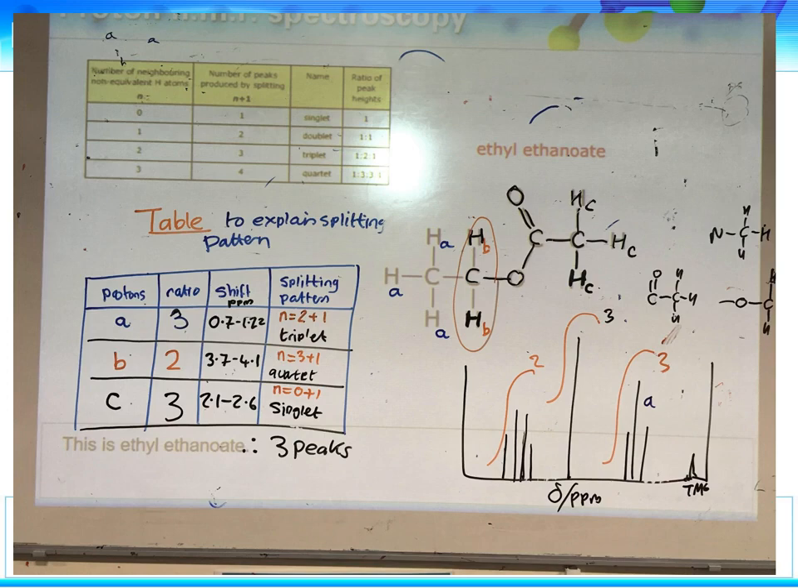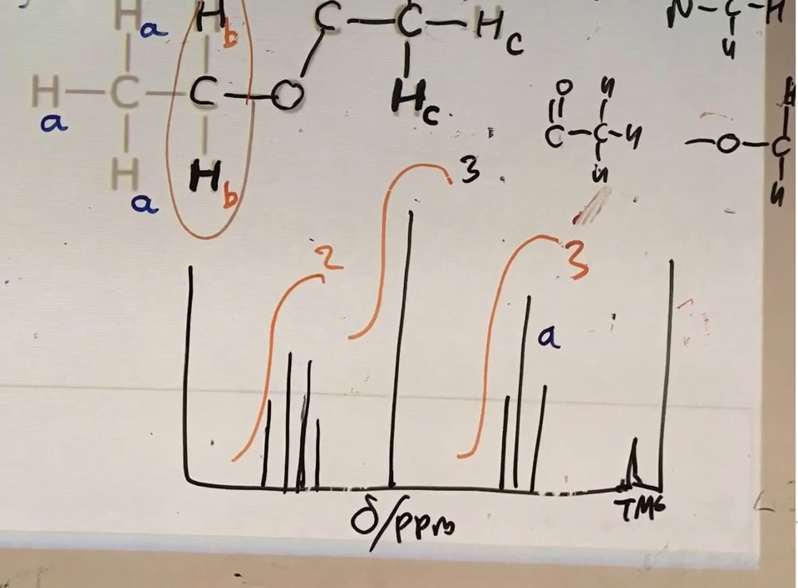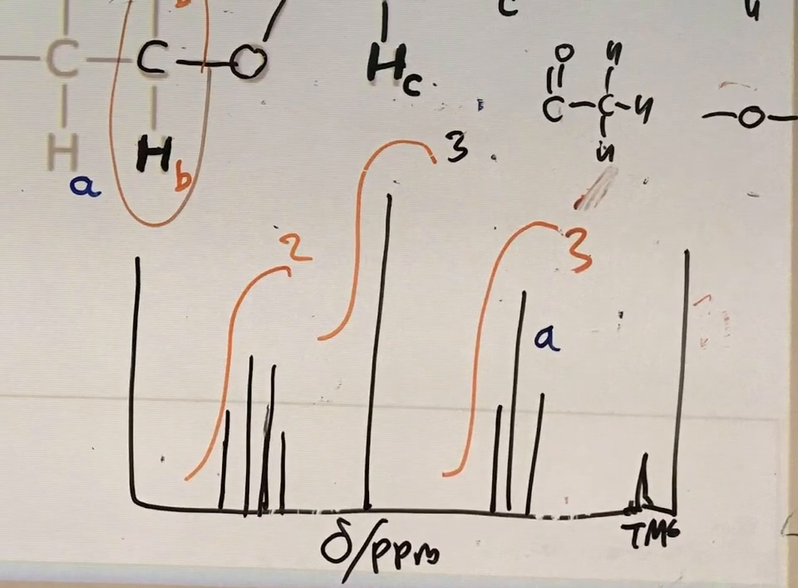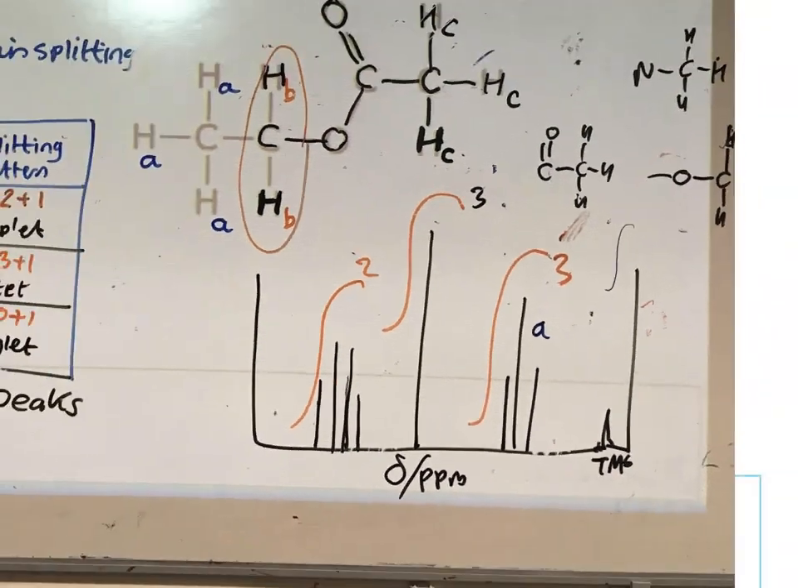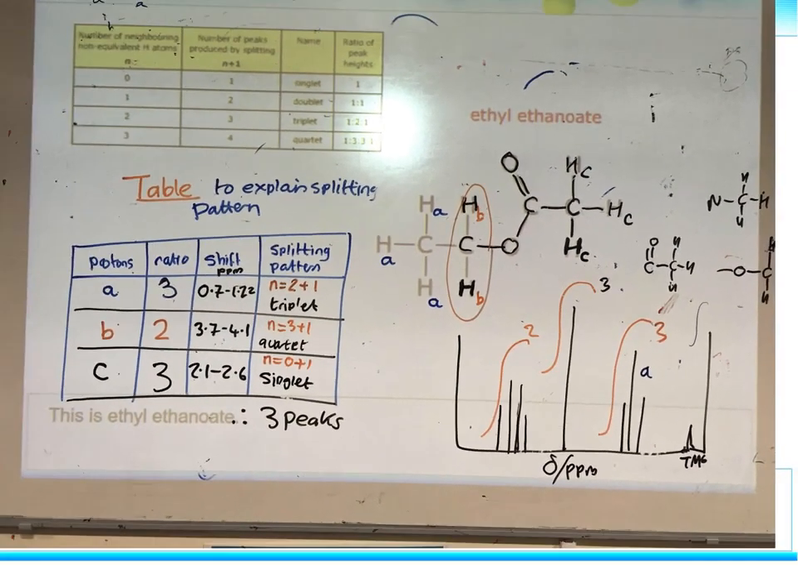Now sometimes this is given as something called an integration trace, and you will see this by the integration symbol here. Integration means the sum of the parts, integrating the parts. So if you integrate the area under the curve, that will give you the ratio of the protons. So let's go back to the data.